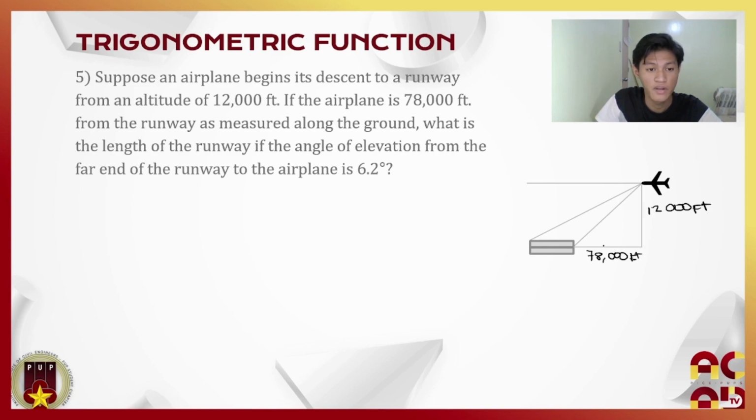So, meron din tayong reference angle na 6.2 degrees. So, ito daw yung angle of elevation from the far end of the runway to the airplane. So, far end of the runway. So, yung pinakadulo ng runway. Yung pinakamalayo sa tip ng airplane, which is ito. So, ito ay 6.2 degrees. So, hahanapin daw natin yung length ng runway. Itong gray block na to. So, let's read that as x.